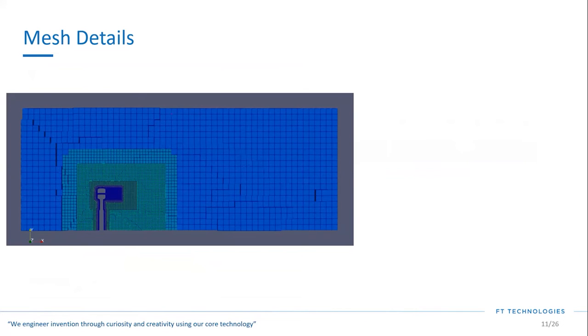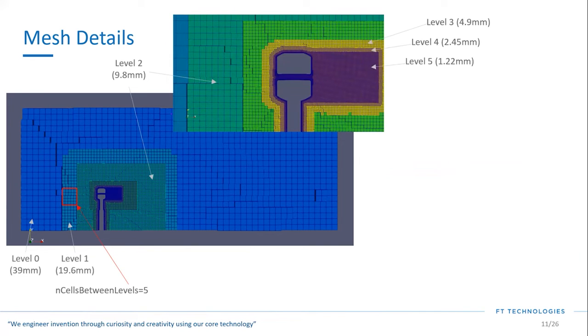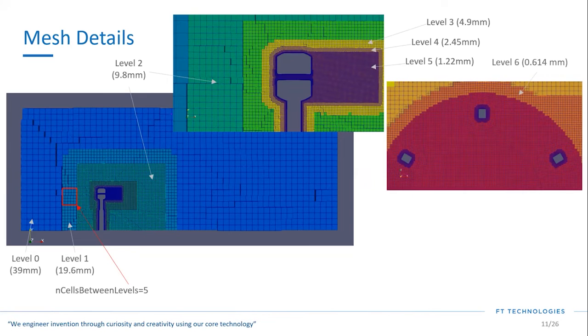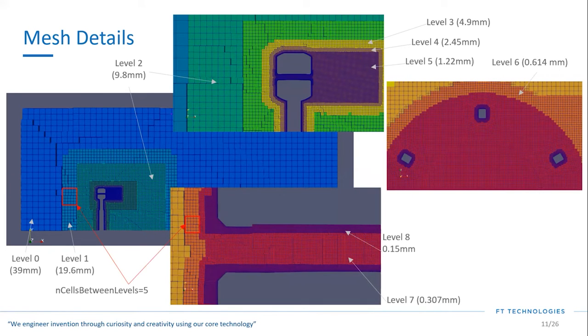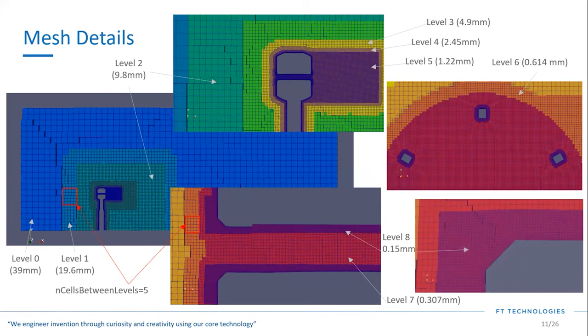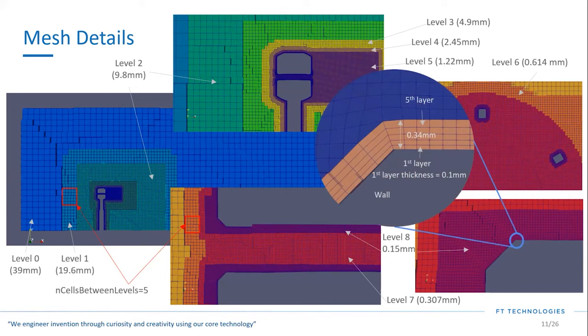So to go more into the detail of what the mesh looks like, we've got our level 0 with a cell diameter of 39 millimeters with 5 cells in between each layer. Further refinement in the wake going down to 1.2 millimeters at level 5. And then once we get inside of the cavity, we've got a level 8 of 0.15 millimeters. This then feeds into our boundary layer, where we've achieved 5 layers, with a first layer thickness of 0.1 millimeter and an overall thickness of 0.34 millimeters.